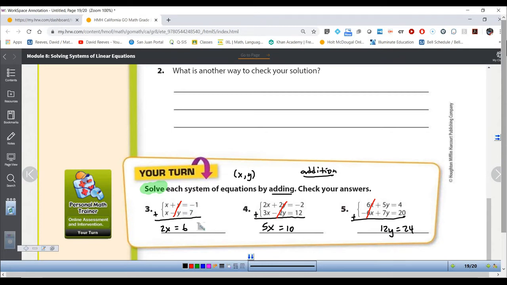So do you see what happened on each of these? What did I start with? I started off with two equations with two variables, right? But after adding them, what did I then have? One equation with one variable, right? X and y, just y. X and y, just x. X and y, just x.